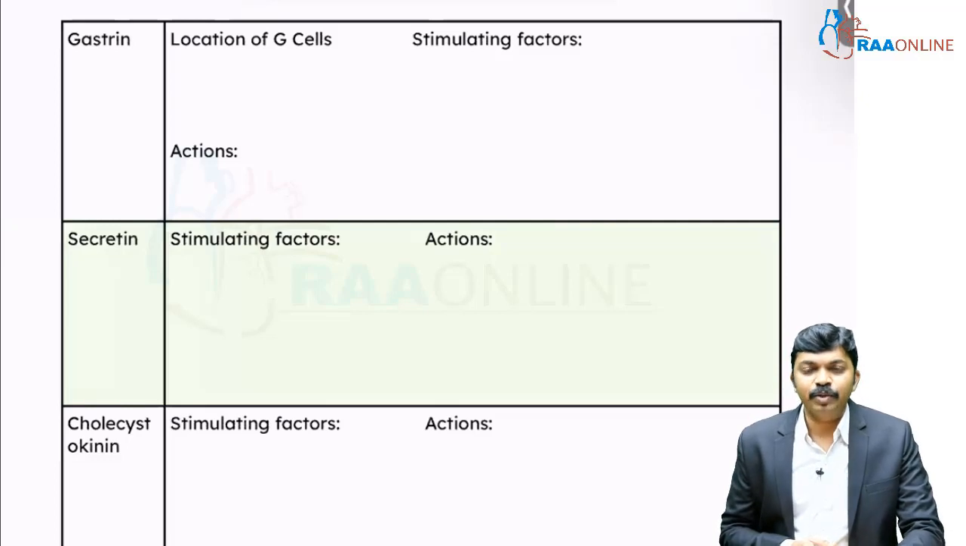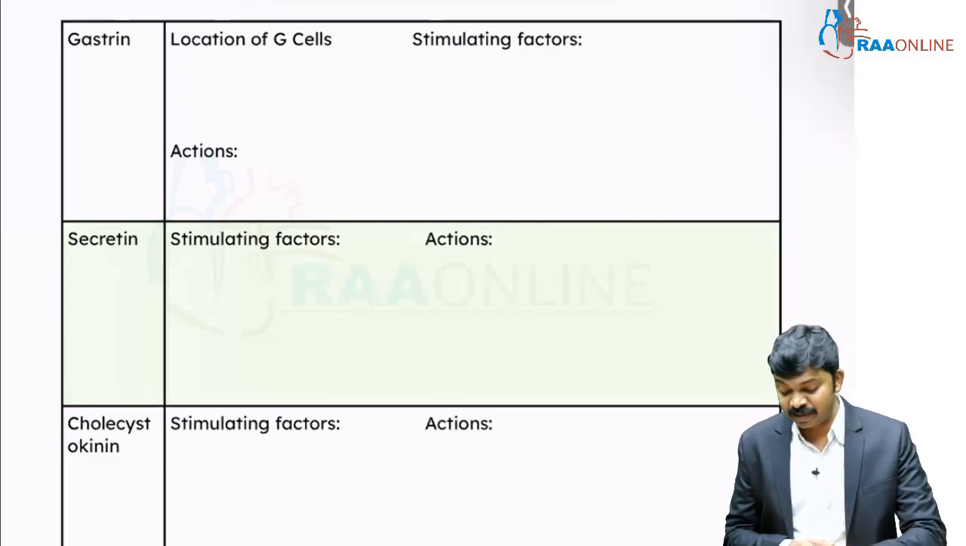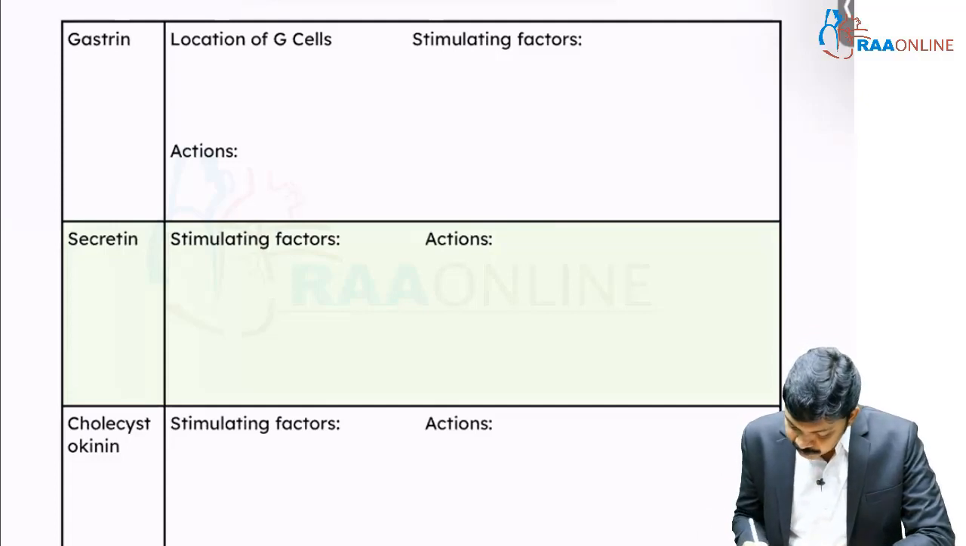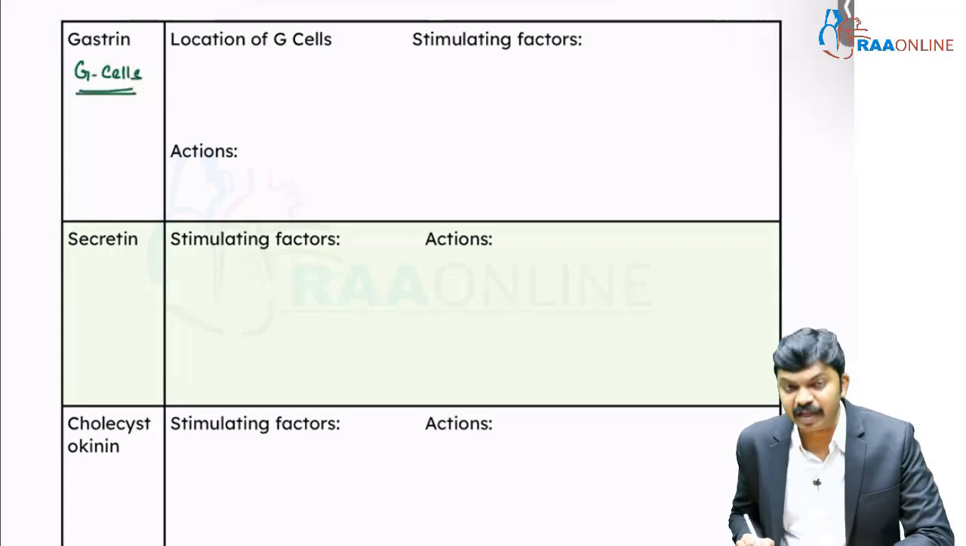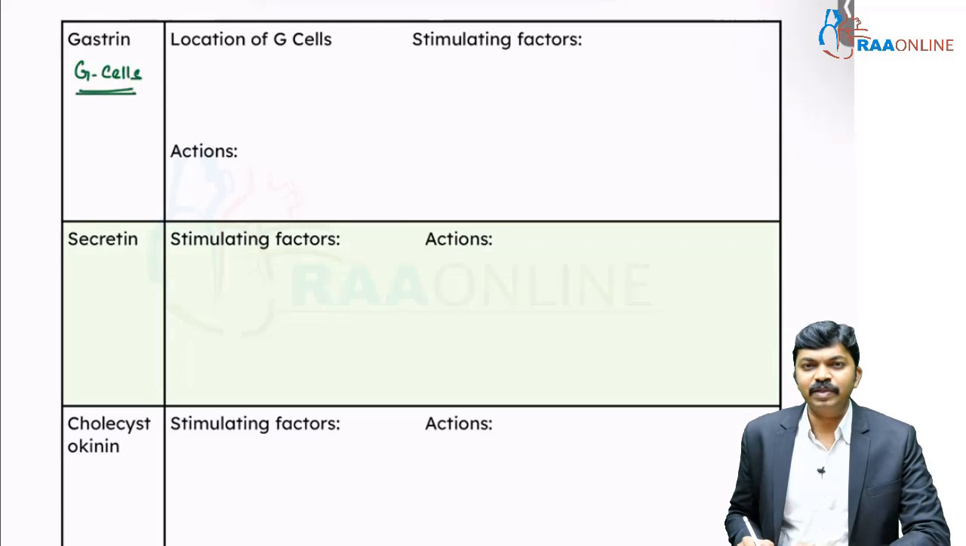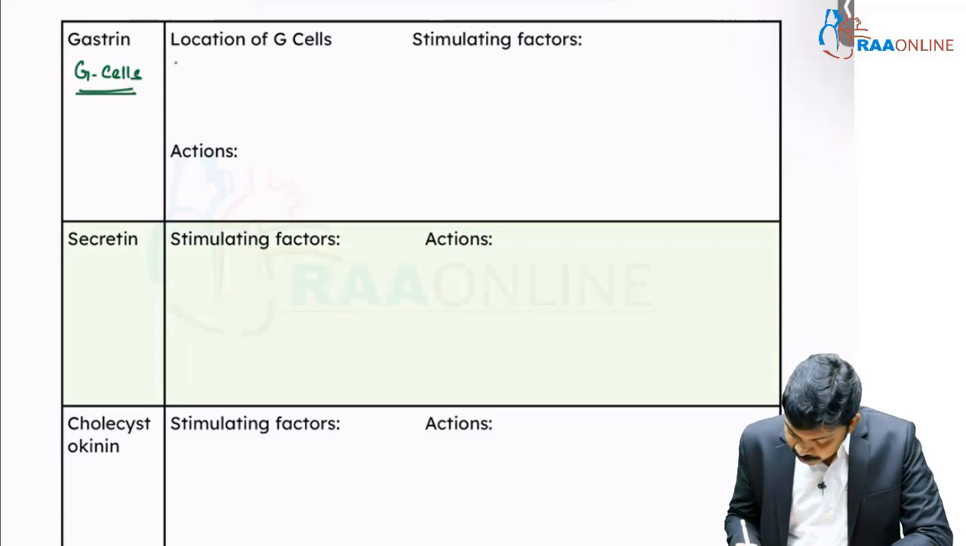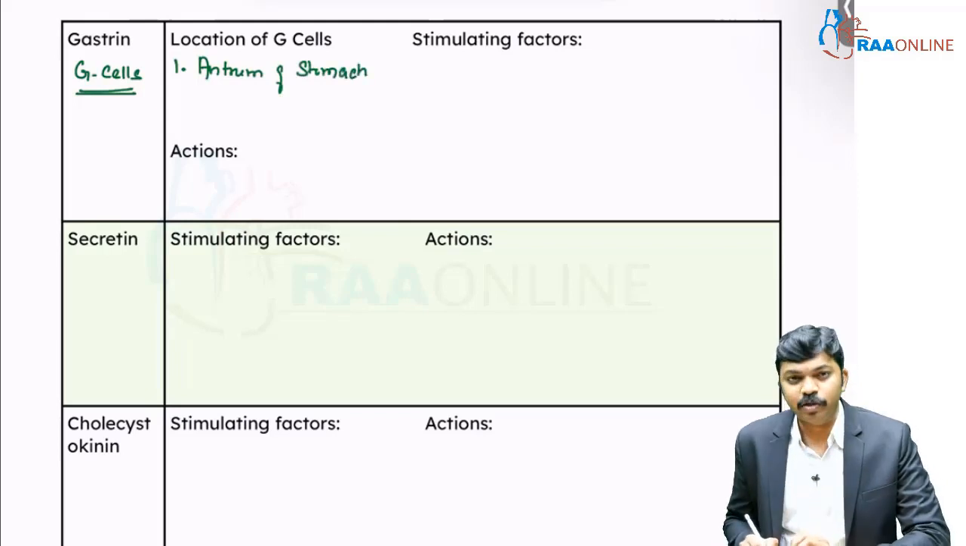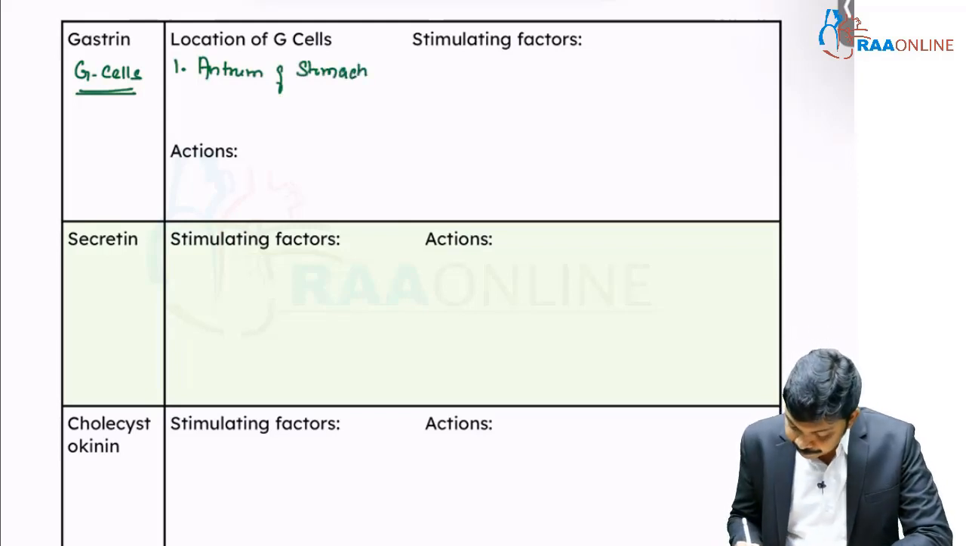Alright, so guys, let's take up the very first hormone, gastrin. Gastrin is produced by G cells of GIT. The cell that produces gastrin is G cells. These gastrin producing G cells are essentially located in the antrum of the stomach. Not in fundus, not in body, but in the antrum of the stomach.